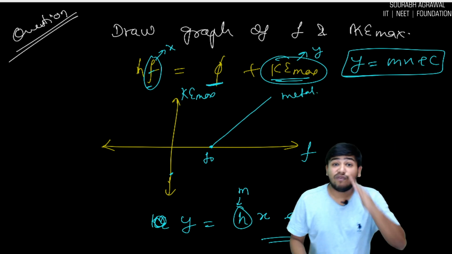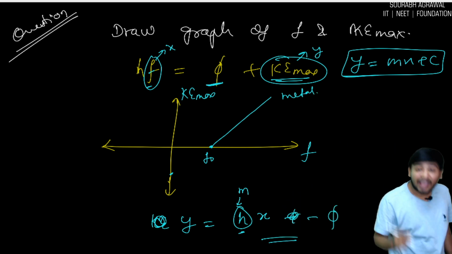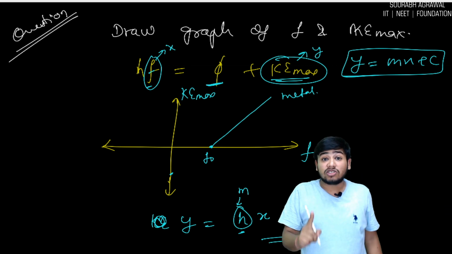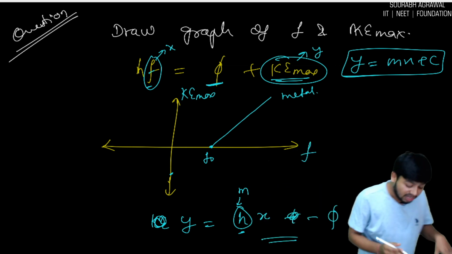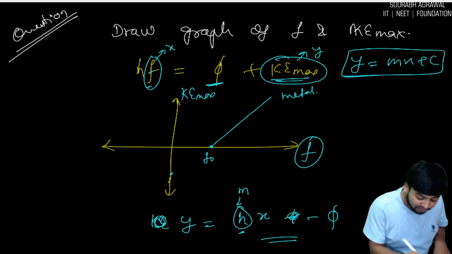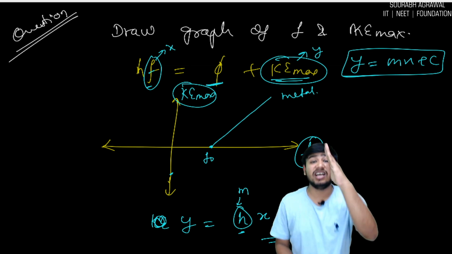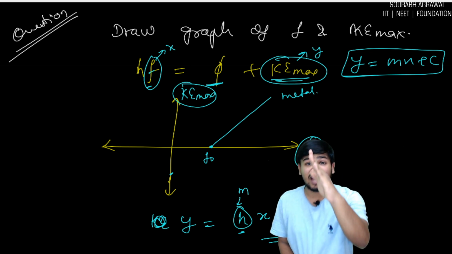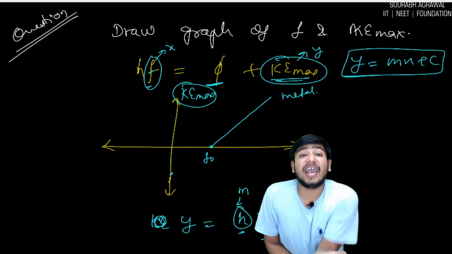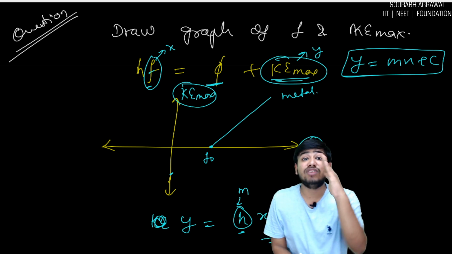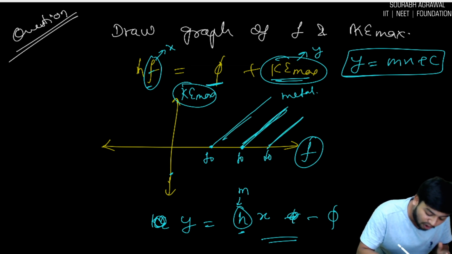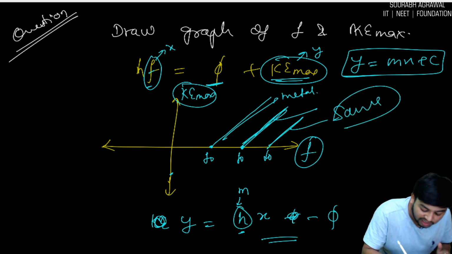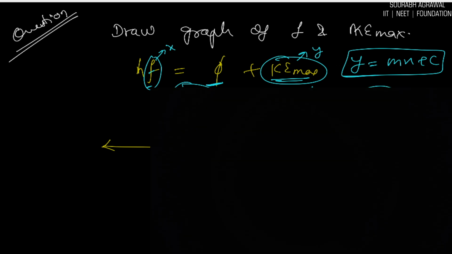Are you getting my point? What is your slope? Your slope is h, which means the slope is constant. Remember, we have done this graph. Now I am talking about something extra. Very important: when you draw a graph of f and kinetic energy max, you get a straight line, and the slope of this straight line is h, which is constant. If you take another material, this f naught will change, but the slope of all three will be the same. Are you getting my point? Okay, tata, bye bye.